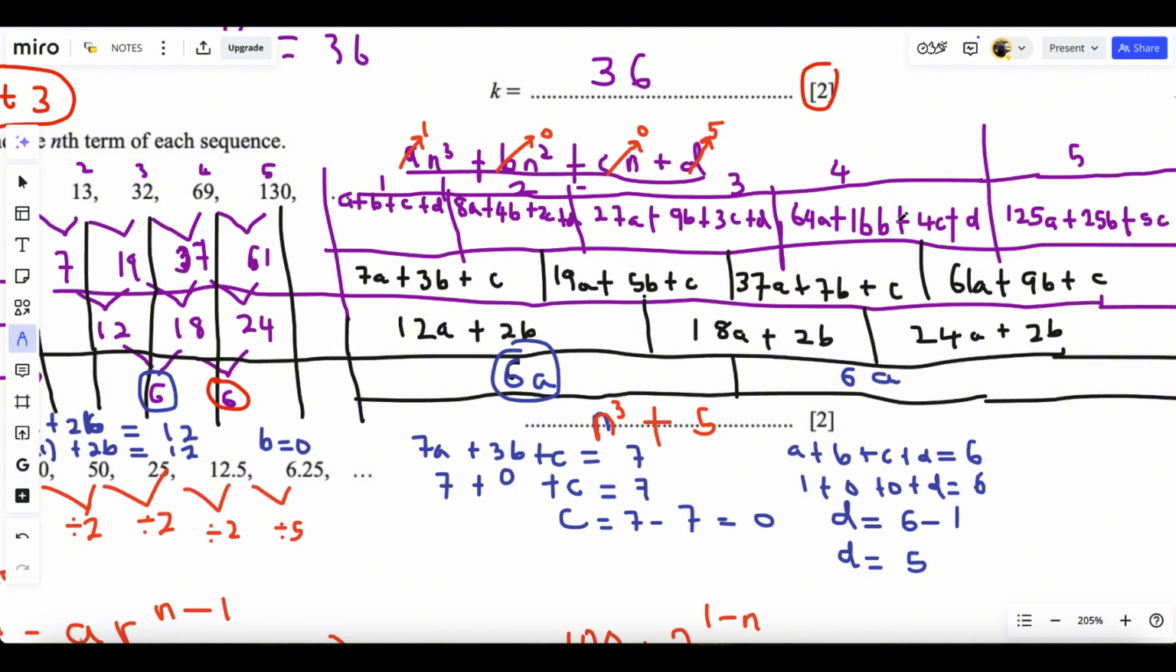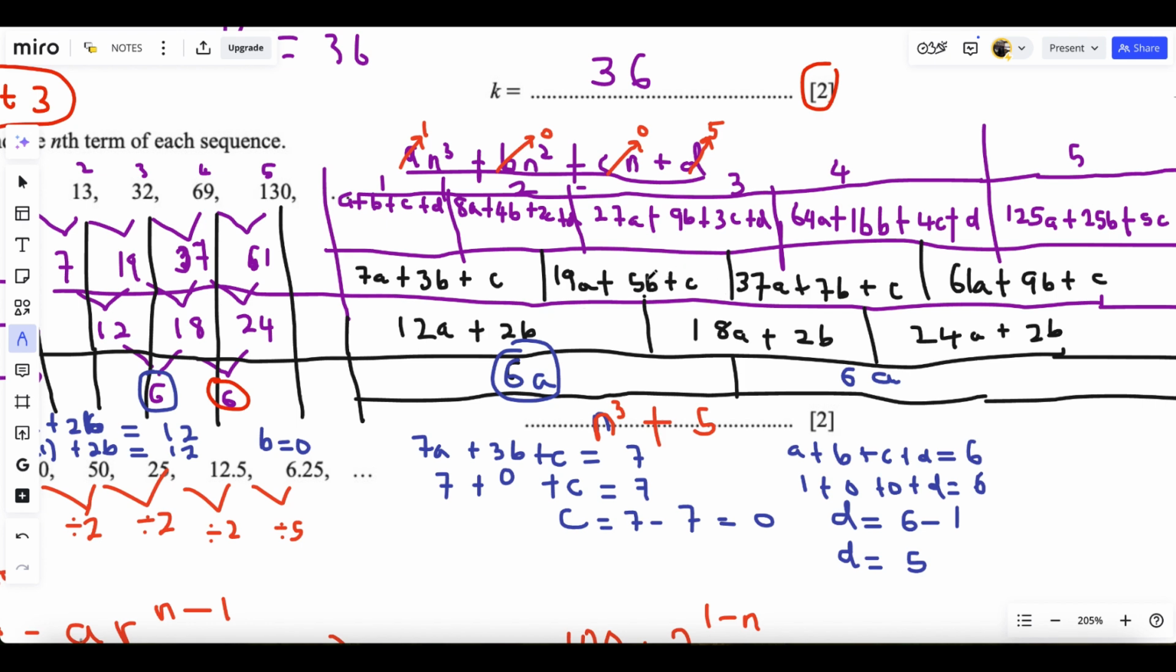Now the next one is to find the difference between this and this. 64a minus 27a, you get 37a. 16b minus 9b, you get 7b. And 4c minus 3c, you get c. Then for this difference, 125a minus 64a, you get 61a. 25b minus 16b, you get 9b. 5c minus 4c, you get c. So the difference is still not the same.